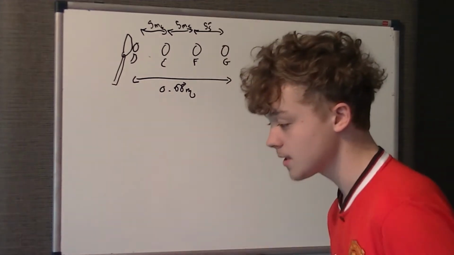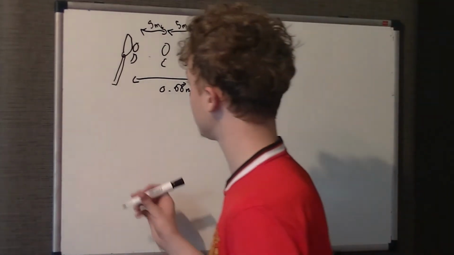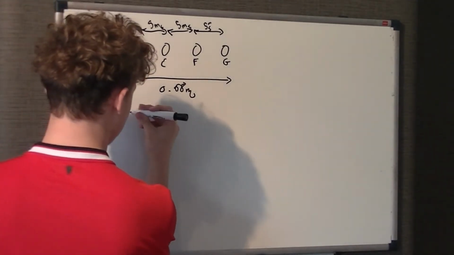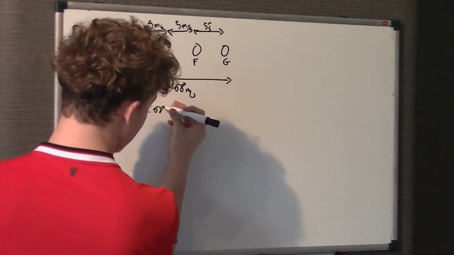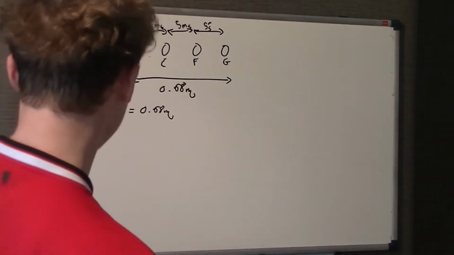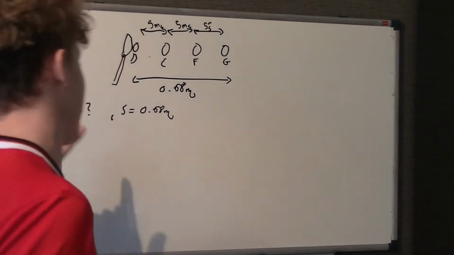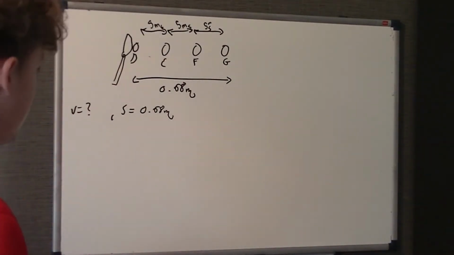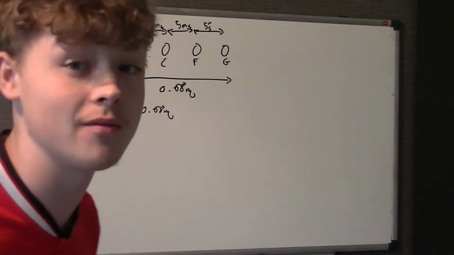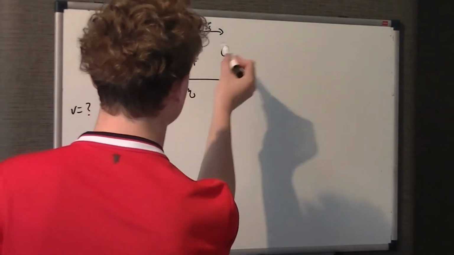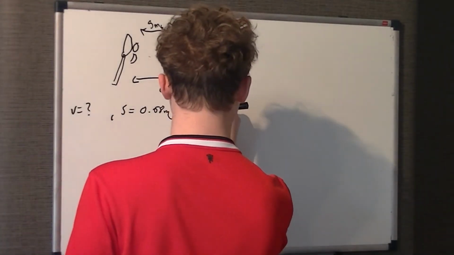It's asking us to work out the horizontal velocity, so v is what we want to know. We've got distance, which I'm going to label as s, which is 0.68 metres. And we've got t. For t, we don't just take one of the 5 milliseconds. It's asking for the velocity between D and G. We don't know the initial velocity, so we can't use a suvat equation for this. For time, we simply add up all the times, so the time is 15 milliseconds.